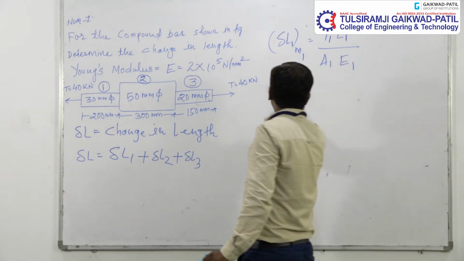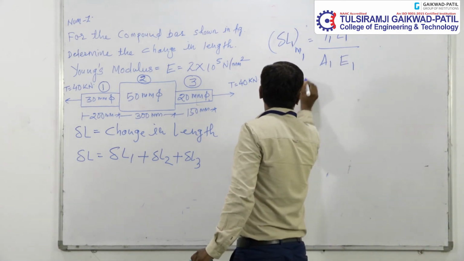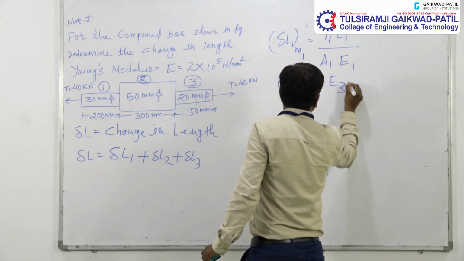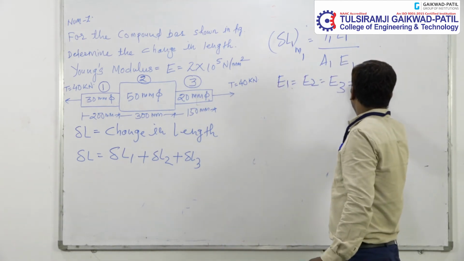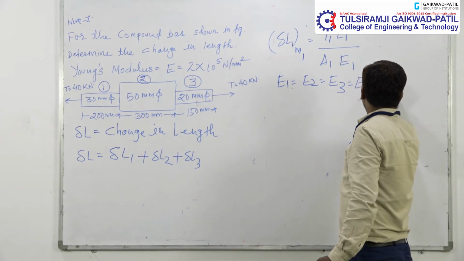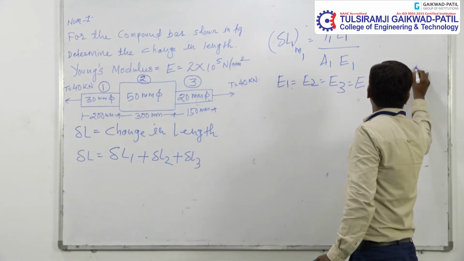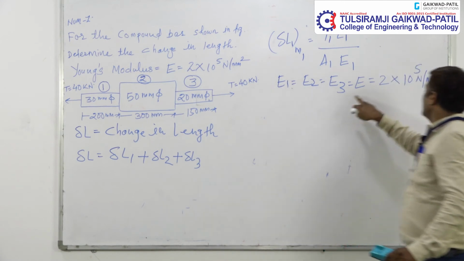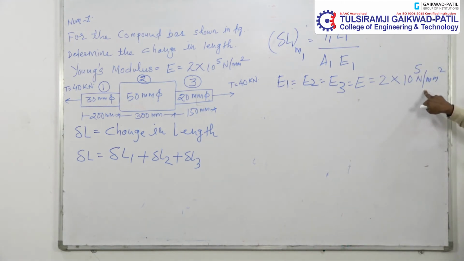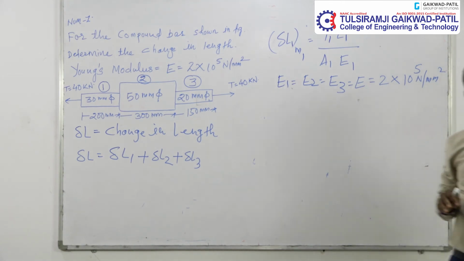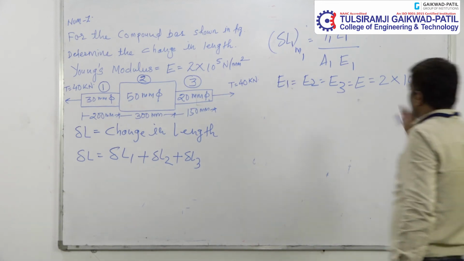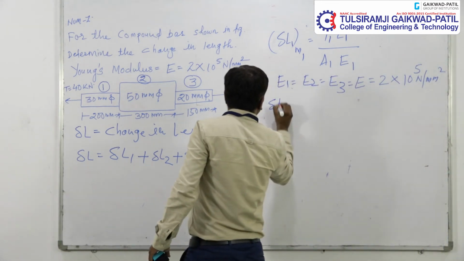So we can write that E1 is equal to E2 is equal to E3, because we have been given only one value. So it is equal to E, and this value is given as 2 into 10 raised to 5 Newton per mm square. So you see here again the unit of measurement is Newton per mm square. When you are going to do some calculation, you have to see the units. Units should be the same. So now we can calculate delta L1.